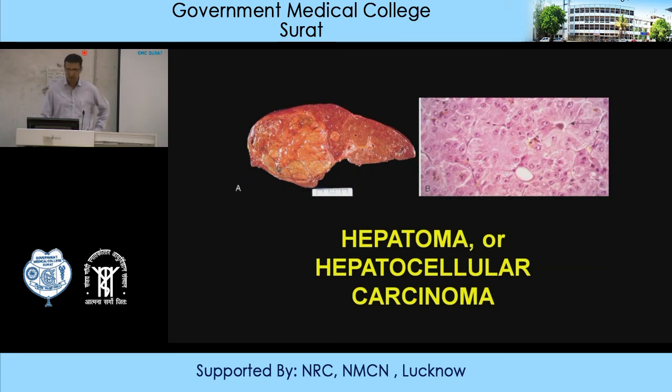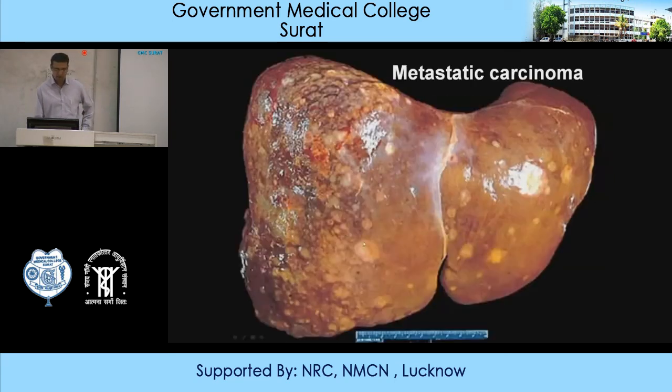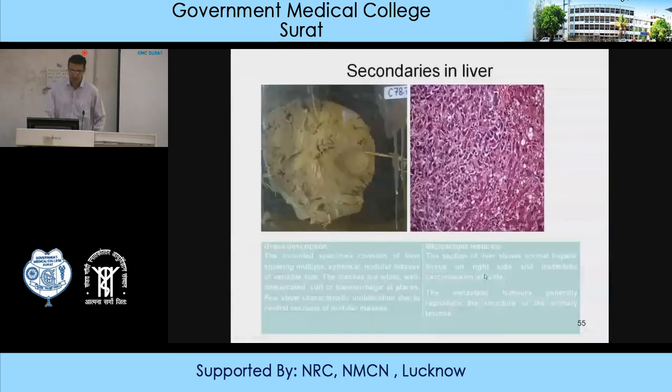See, this is a metastatic carcinoma. See, these all are metastatic lesions on the liver. Now, secondaries in liver: the mounted specimen consists of liver showing multiple spherical nodular masses of variable size. The masses are white, well demarcated, soft or hemorrhagic at places. A few show characteristic umbilication due to central necrosis of the mass.